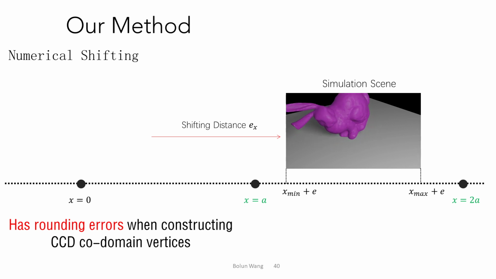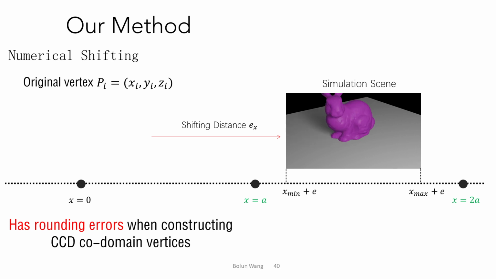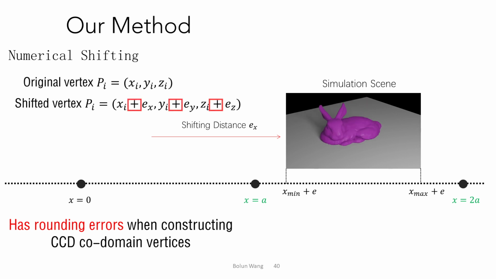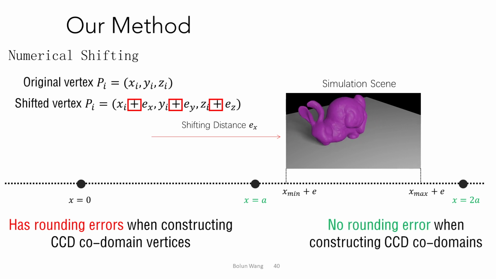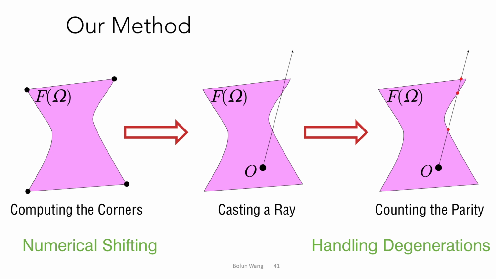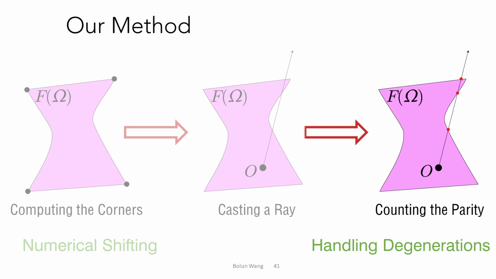It requires changing the input of the simulators, and it will perturb the meshes a little bit, like here. The addition will reduce the input precision, but there will be no rounding error when constructing the bilinear surfaces of the CCD codomains using floating point numbers. After casting a ray from the origin, we need to count the parity of the number of intersections between the ray and the bilinear surfaces.